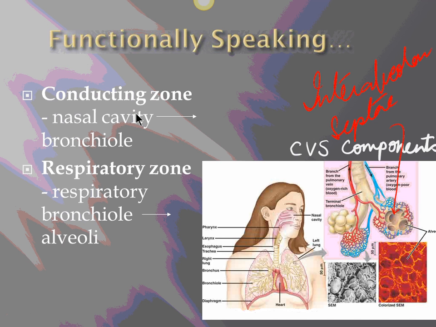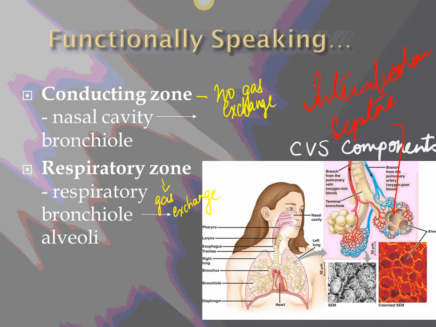Then we have another division. That was an anatomical, clinical division, an upper respiratory and a lower respiratory. And then we have a functional division where we divide it based on whether there is gas exchange or no gas exchange. So it's called conducting zone and respiratory zone. Conducting zone is where no gas exchange occurs. And respiratory zone is where you do have gas exchange.